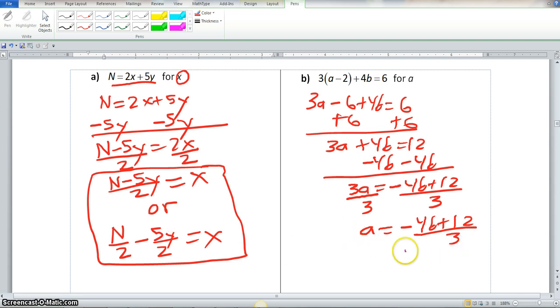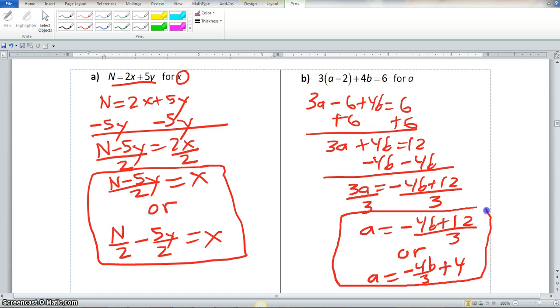Now just like in our previous problem, we could have done this, or a is equal to negative 4/3 b, or negative 4b over 3. And we know 12 divided by 3 is 4. So it'd be plus 4. So either one of these is the correct answer.